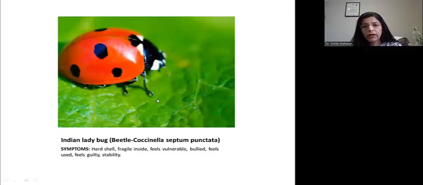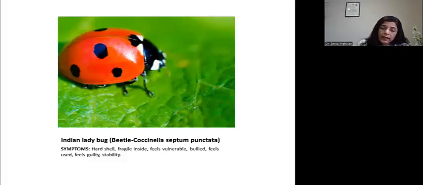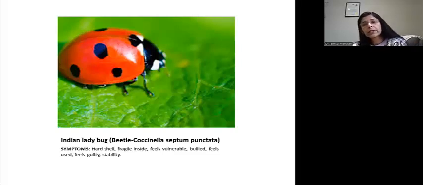Indian ladybug or the beetle, Coccinella, it has a hard shell, but they are very fragile from inside. They feel very vulnerable from inside, although they have a hard shell. They feel bullied. They feel they are being used. Also, they will have a feeling of being guilty and instability. And also they want to do something good for others. This also you will see. I don't have that much time, but sometime later I might discuss this in more detail, that they want to do something for others.